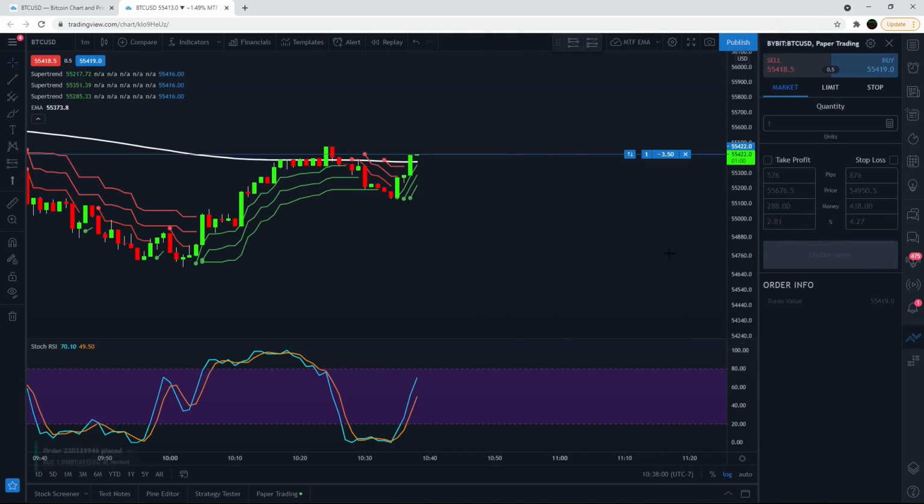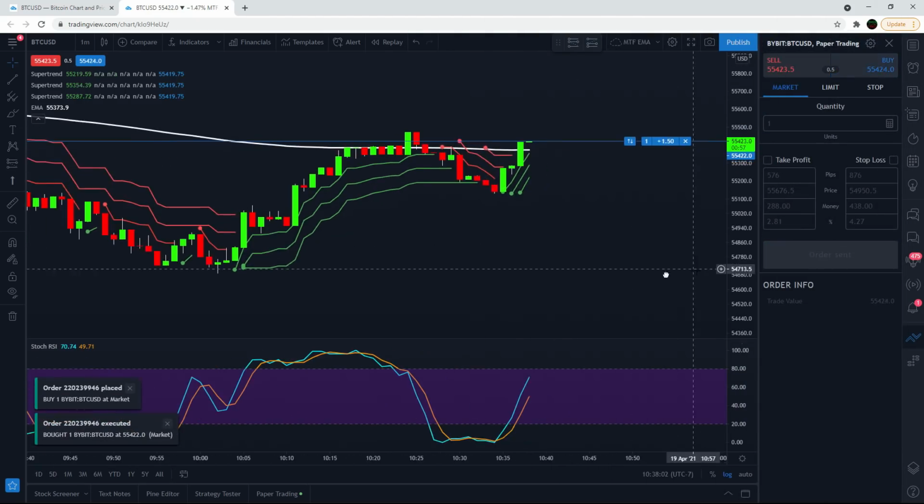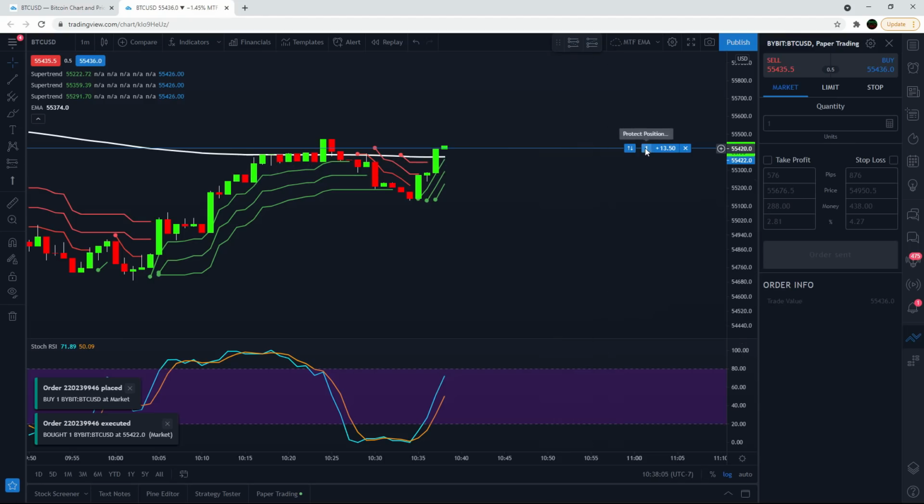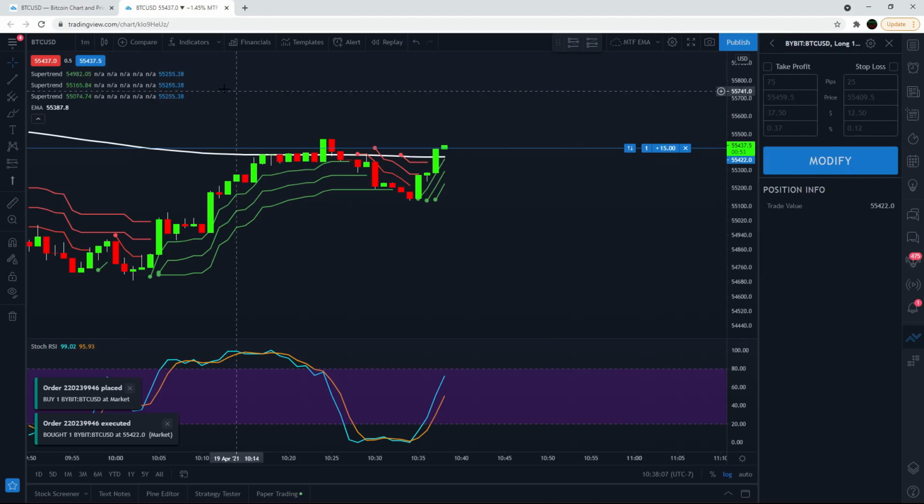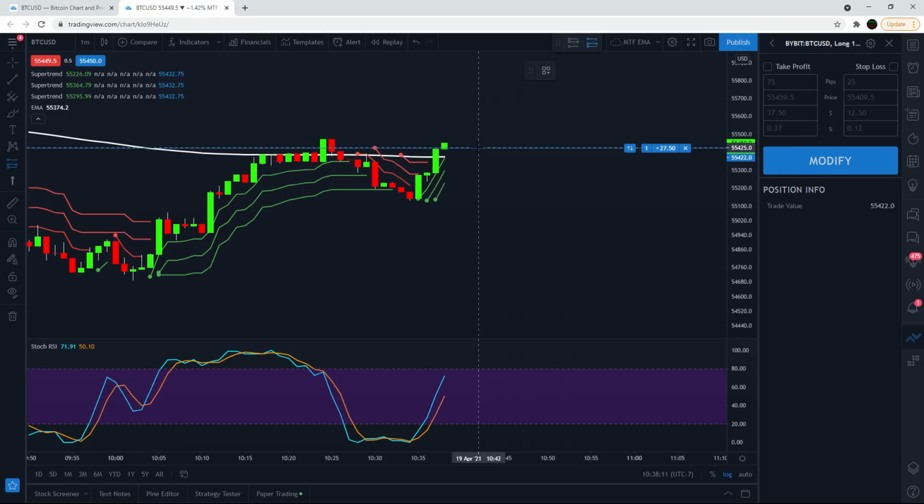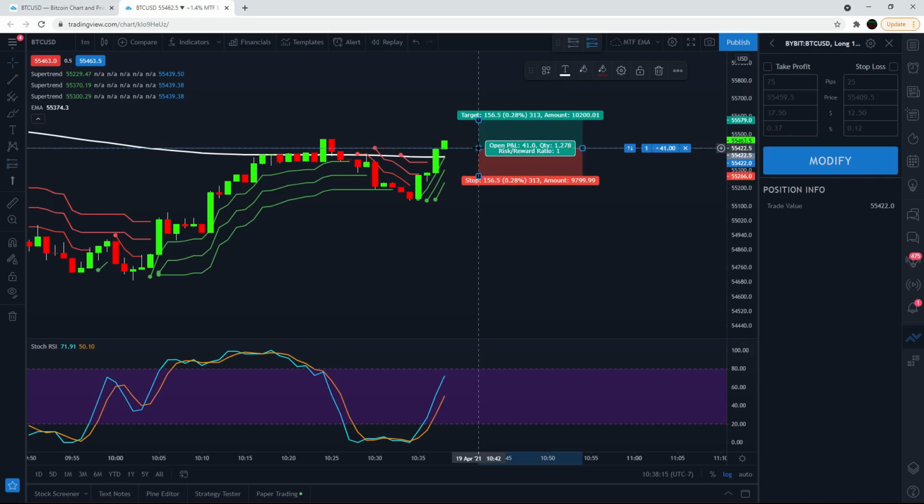Okay, just about to enter long here. Price has closed over the 200 EMA. Super trend indicators are signaling to go long, and stochastic RSI is coming up from the oversold territory. So valid long position here, and I'm going to be targeting 1.5 times my risk, and the stop is going to be set at the super trend indicators. So I'm going to fast forward through this, and we'll see how it plays out.